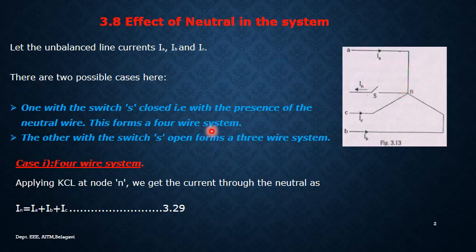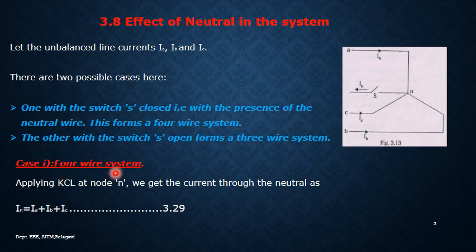Another case is when switch S is opened, so we are going to have a three wire system. The neutral will get eliminated in that case when switch S is open. So let us study each case one by one. We'll start with case 1, the four wire system.